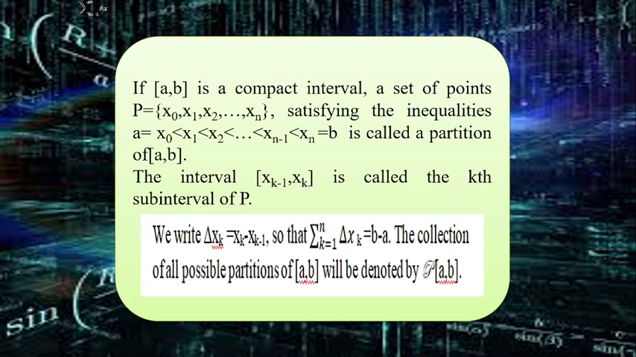So when we sum up all these, all the terms get cancelled. So what is the summation of delta xk? It is equal to xn minus x0. We know xn is equal to b and x0 is equal to a, so we get b minus a. The collection of all possible partitions of [a, b] will be denoted by script P of [a, b].